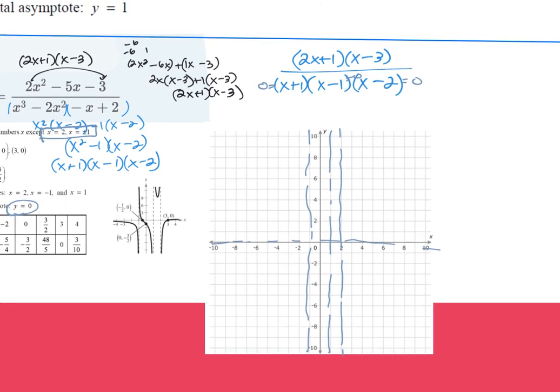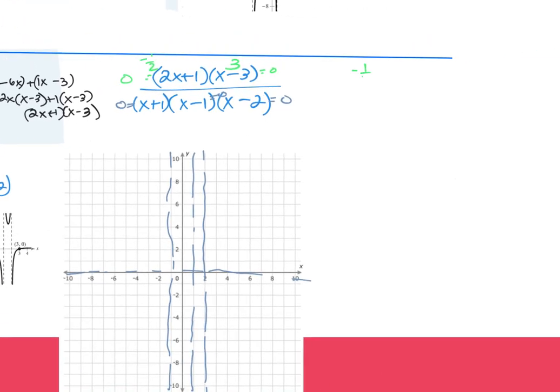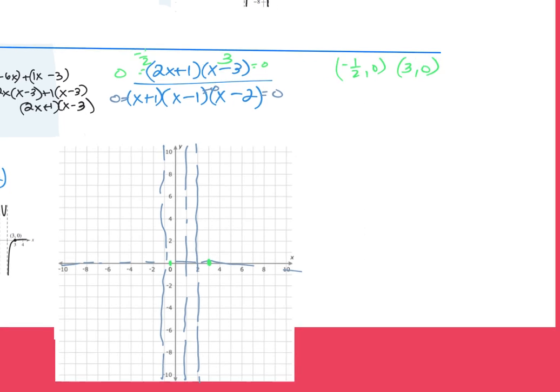And then for my x-intercepts, I would set my numerator equal to 0. I get -1/2 and I get +3. And I would write the intercepts as (-1/2, 0) and (3, 0). -1/2 is here, 3 is here.